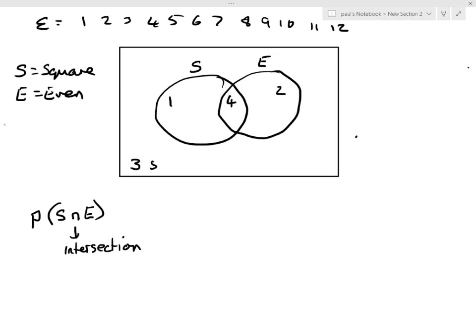5 is an odd number. 6 is an even number. 7 is an odd number. 8 is an even number. 9 is a square number but not even, so it goes there. 10 is an even number. 11 is an odd number, and 12 is an even number. So the probability of the intersection between the squares and evens is this bit in the middle, which is 4.